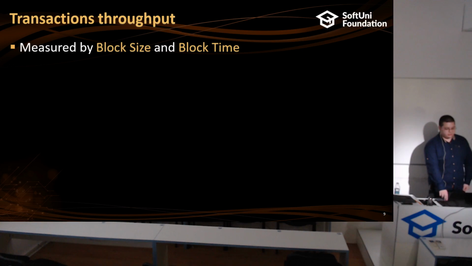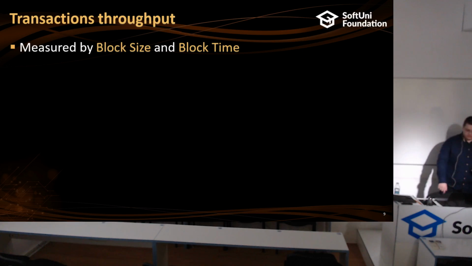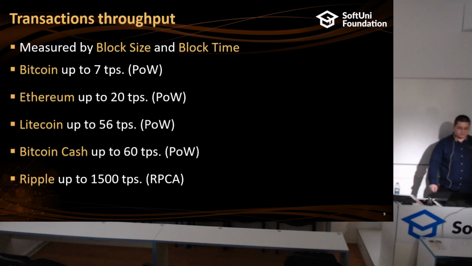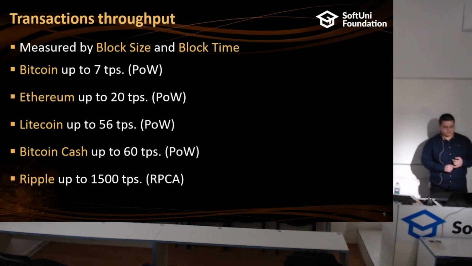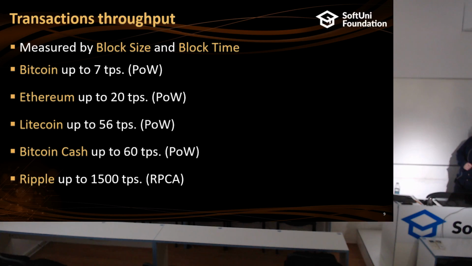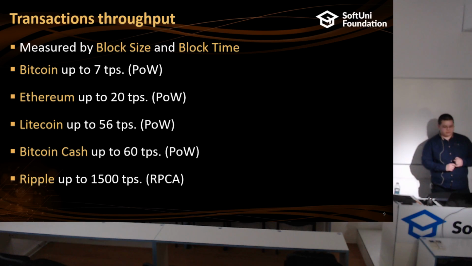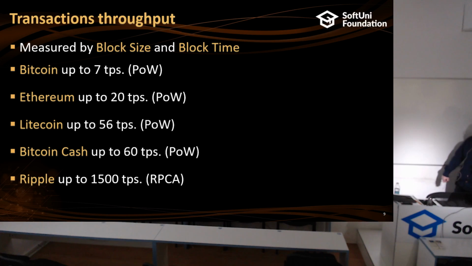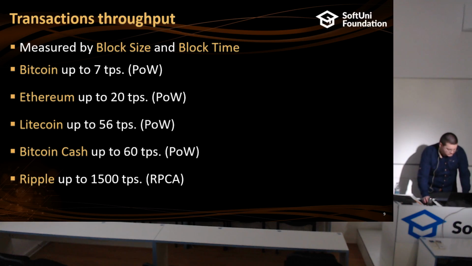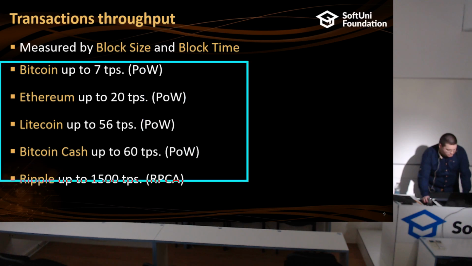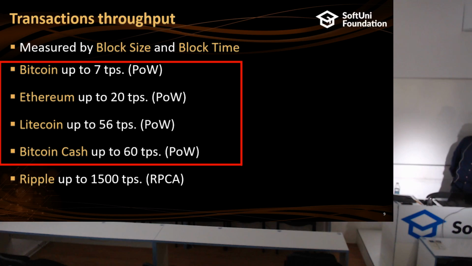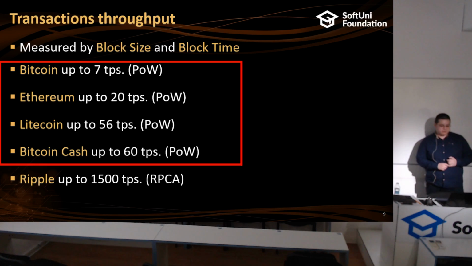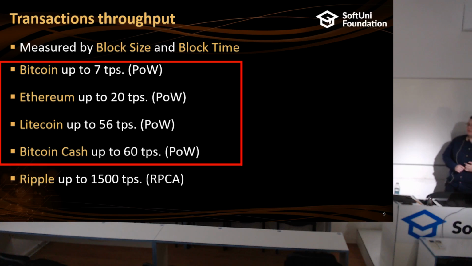So what do these numbers look like in different networks? For instance, Bitcoin can handle up to 7 transactions per second, Ethereum can handle up to 20 transactions per second, Litecoin can handle 56 transactions per second, Bitcoin Cash can handle 60 transactions per second, and Ripple can handle 1,500 transactions per second. The first thing that you might notice is that each of the first 4 networks is using the POW, or proof of work, algorithm, and this is key here. And the last network is using something called RPCA.